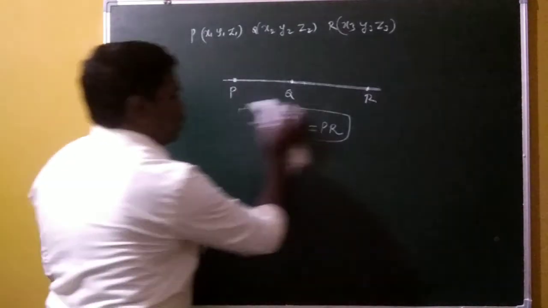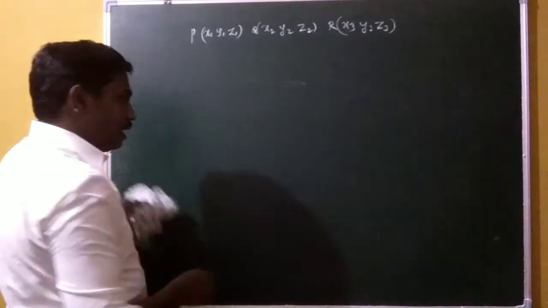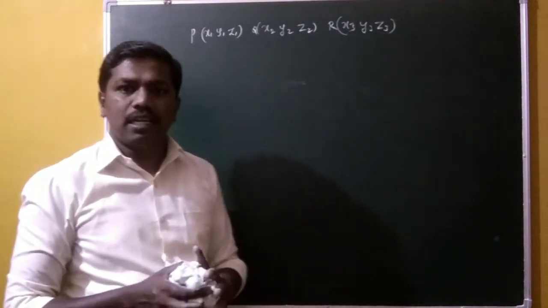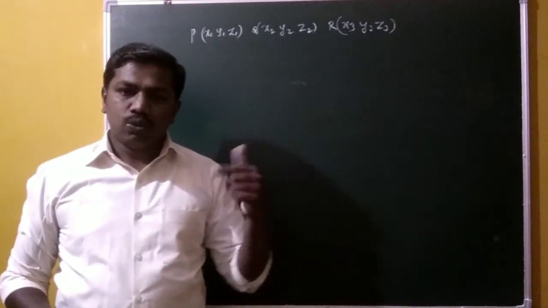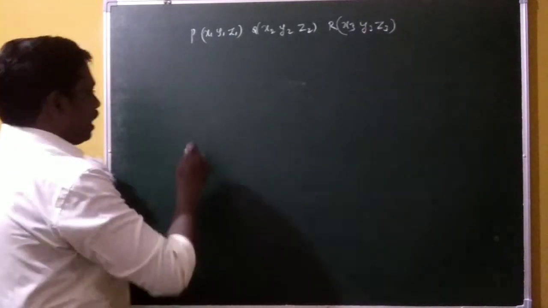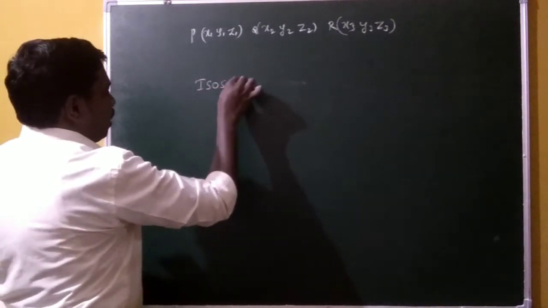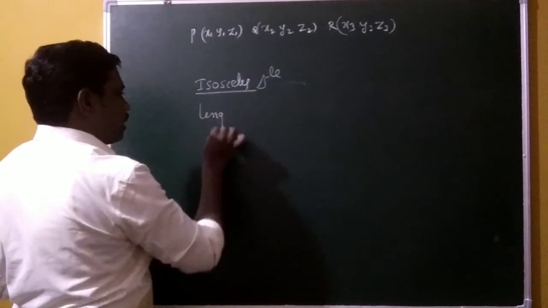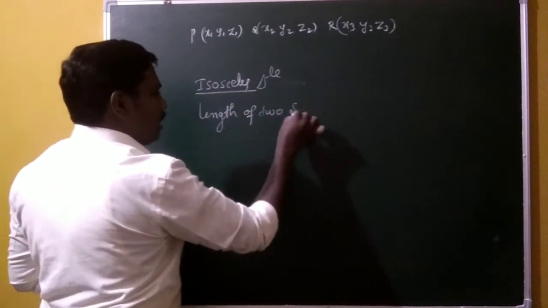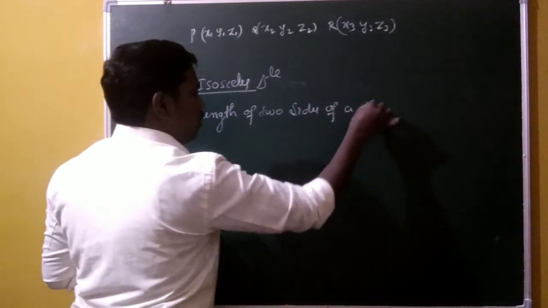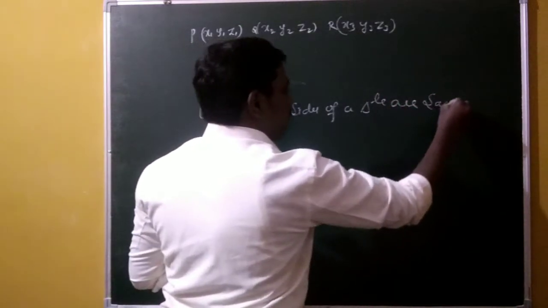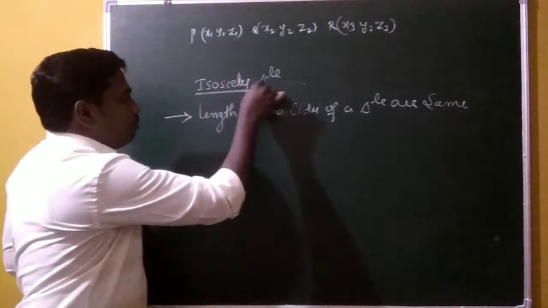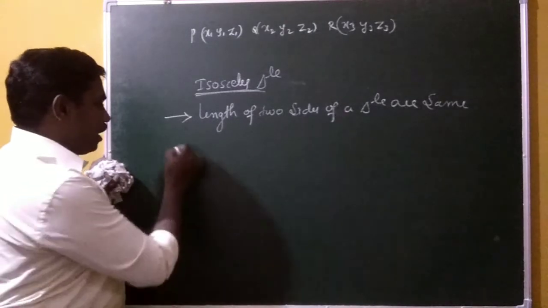Okay? Yes, next we will see the isosceles triangle. How do we prove an isosceles triangle? We saw it in 2 dimensions. A triangle is said to be an isosceles triangle if the lengths of two sides are the same. The length of two sides of a triangle are the same. The same concept applies here. If the lengths of two sides of a triangle are the same, then the triangle is said to be an isosceles triangle in 3-dimensional space, right?